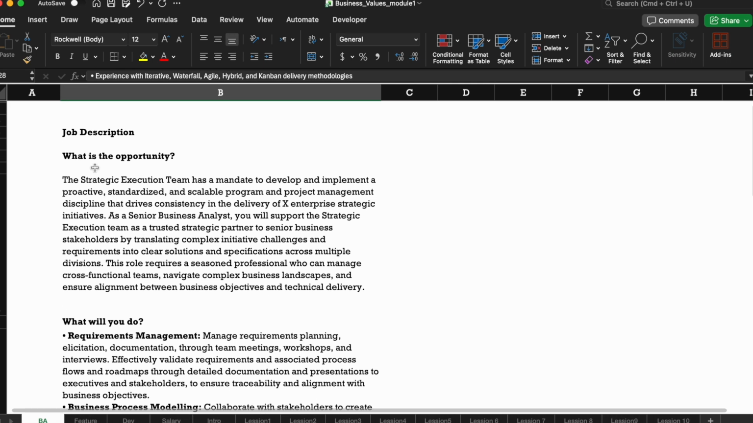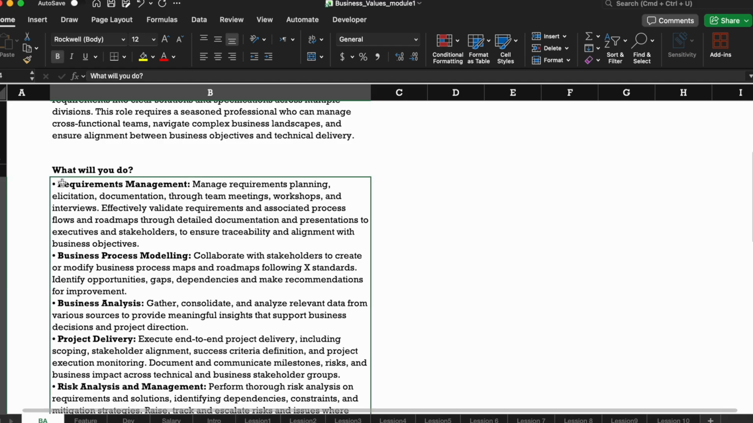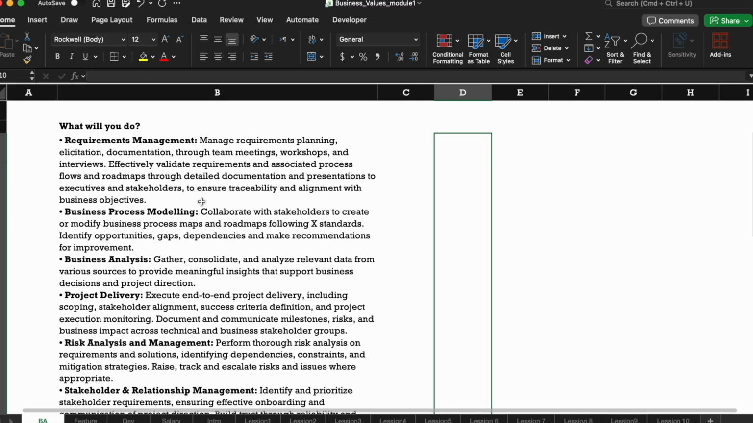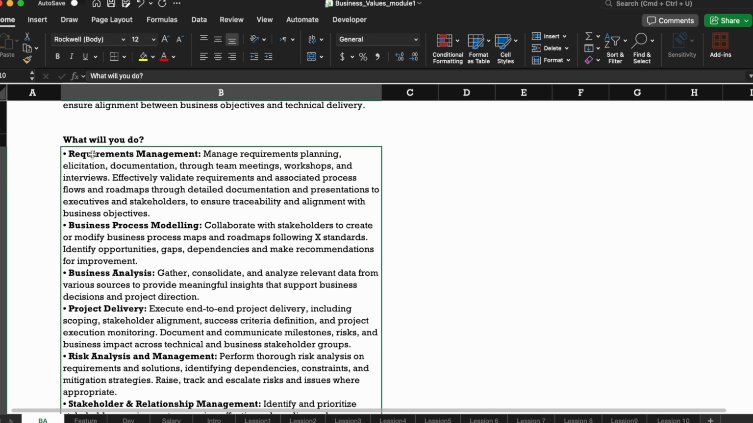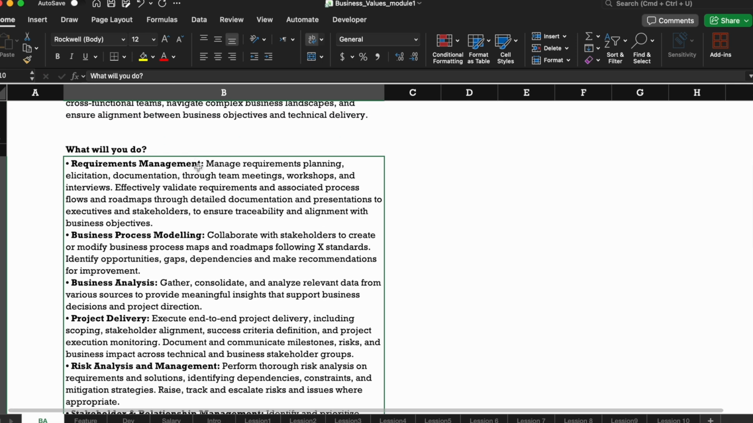You can see every job posting has the same structure: job description and what you will do. Right at the beginning you see the category, requirement management. This is what you get paid for when you are hired as a business analyst. The main activity is to capture requirements from business owners, convert them into business system requirements, and document them as system requirements. And how do you do this? That's why there is a category called requirement management.